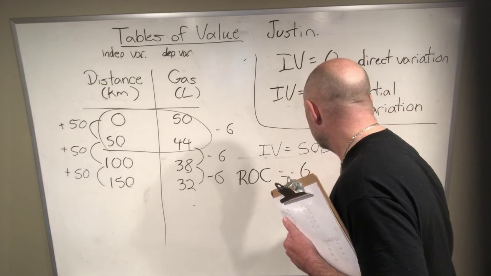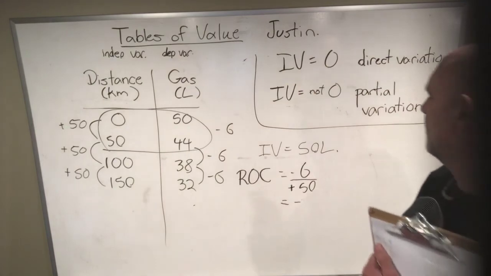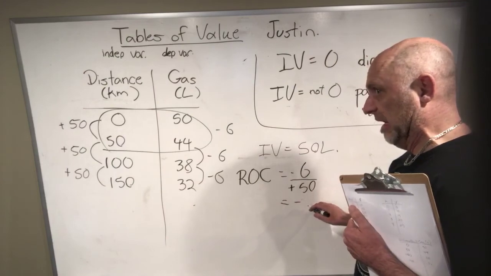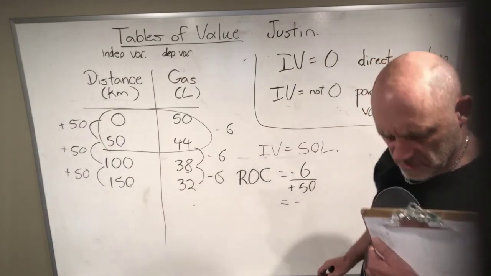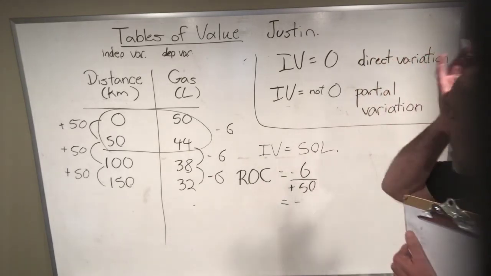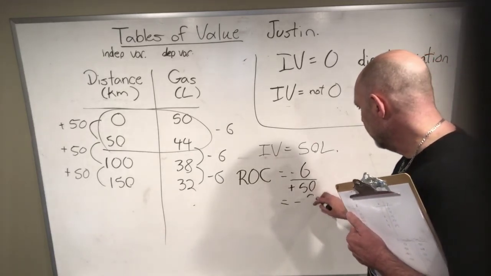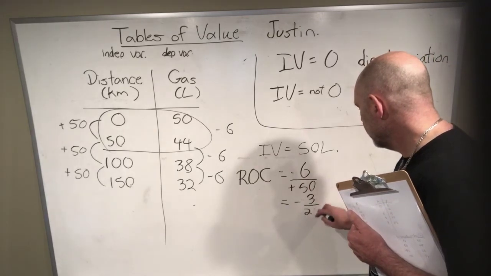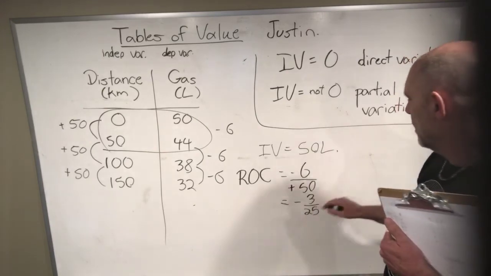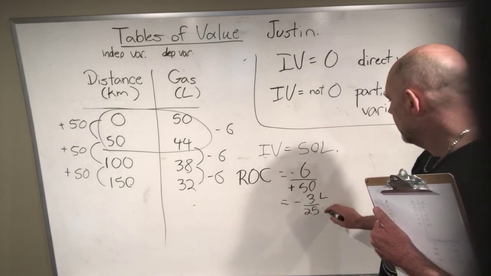So what is that? What's a negative divided by a positive? It's a negative. What's 6 divided by 50? 0.12? I think. Is it? Let's just leave it as a fraction. We can divide both by 2 and we'll get 3 over 25. Yeah, that's fine. 3/25, or 3 liters on the top every 25 kilometers.